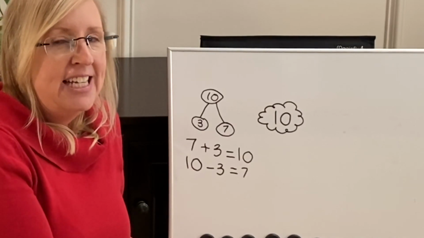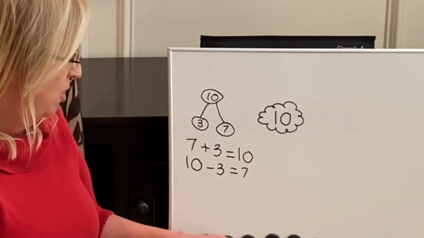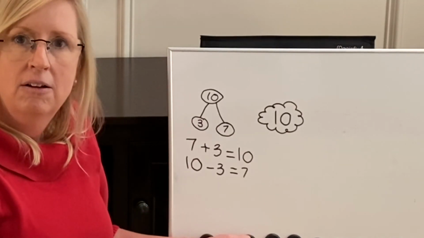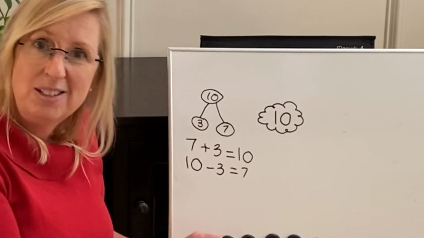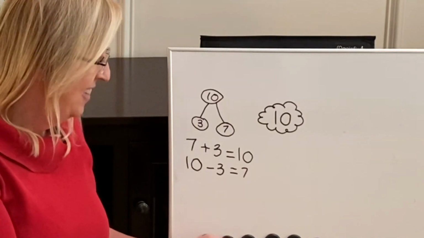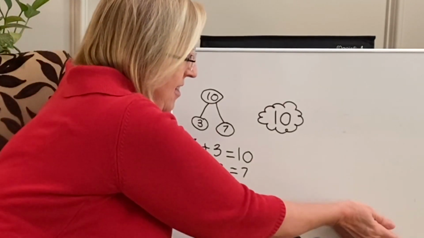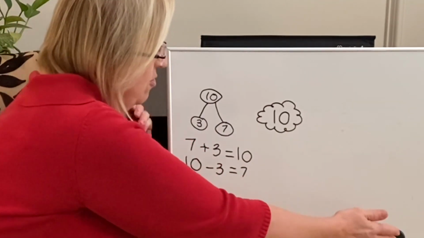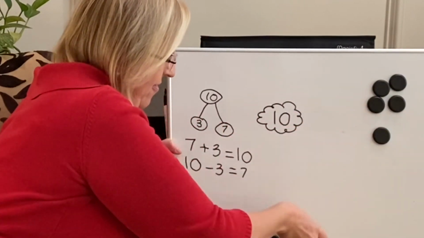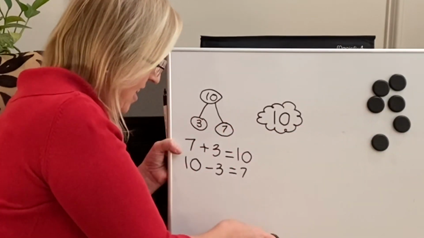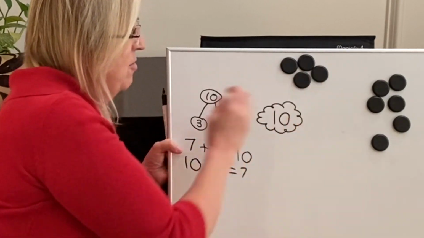You are good thinkers. Are there any other ways that we could do a 10? What do you think? We could play our snap game again, although I have magnets too. Would you like to play with magnets? Me too. All right, I'm going to take some of my magnets and I'm going to move them over on this side. And then I'm going to take the rest of my magnets and move them over here.